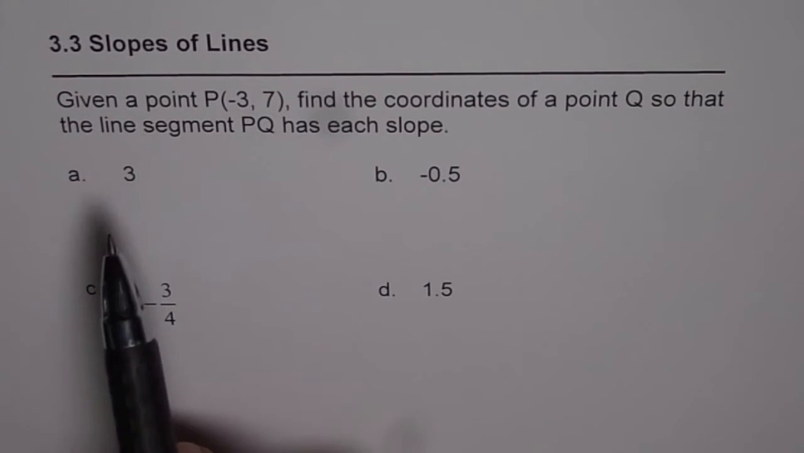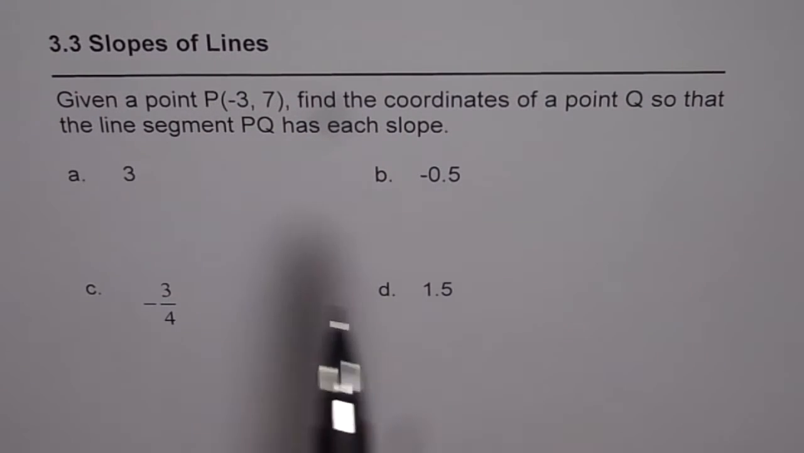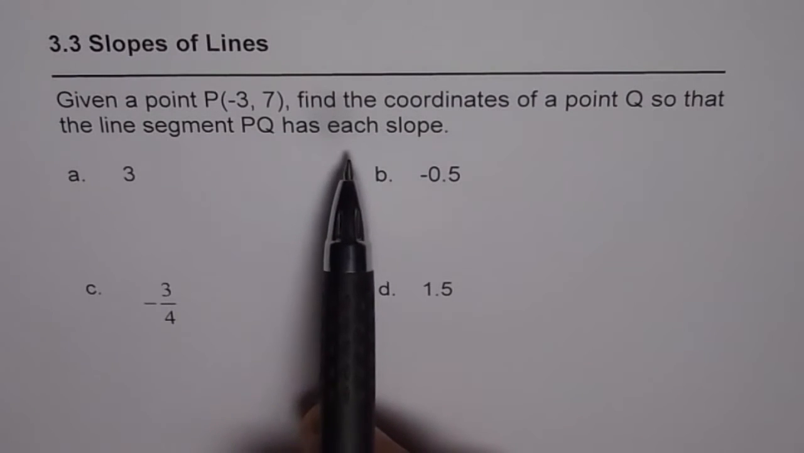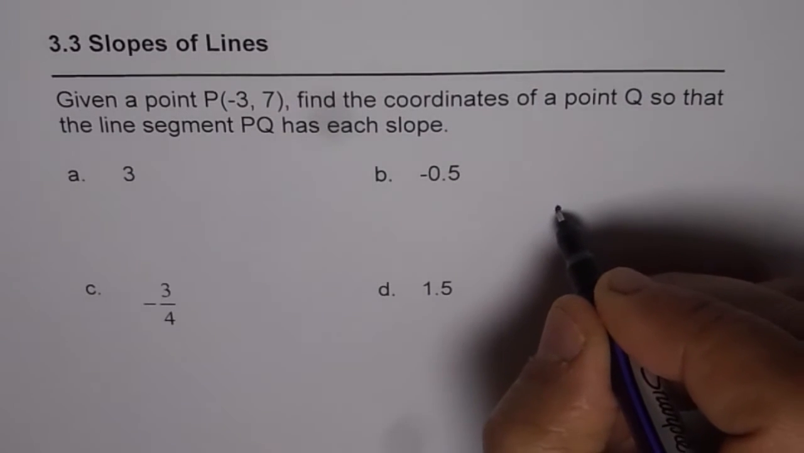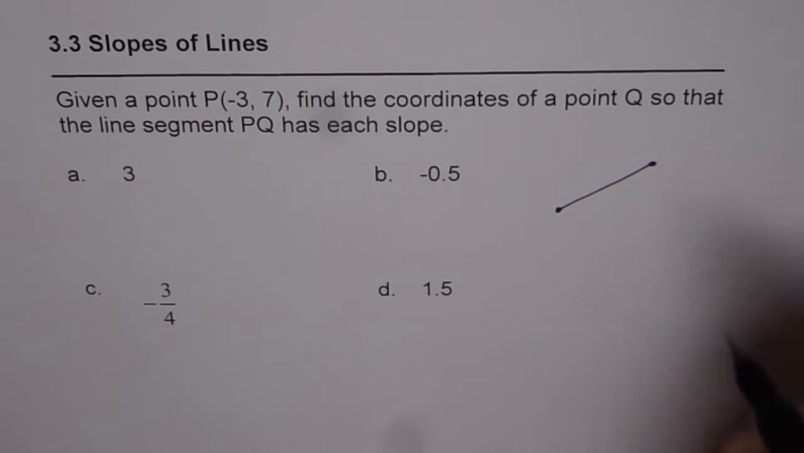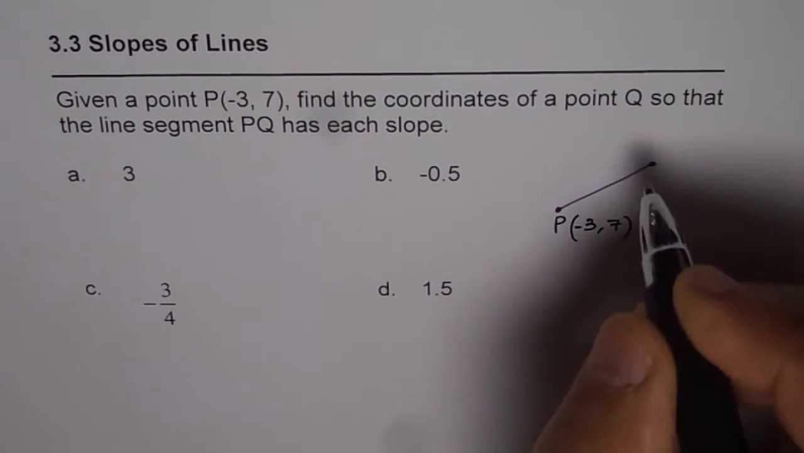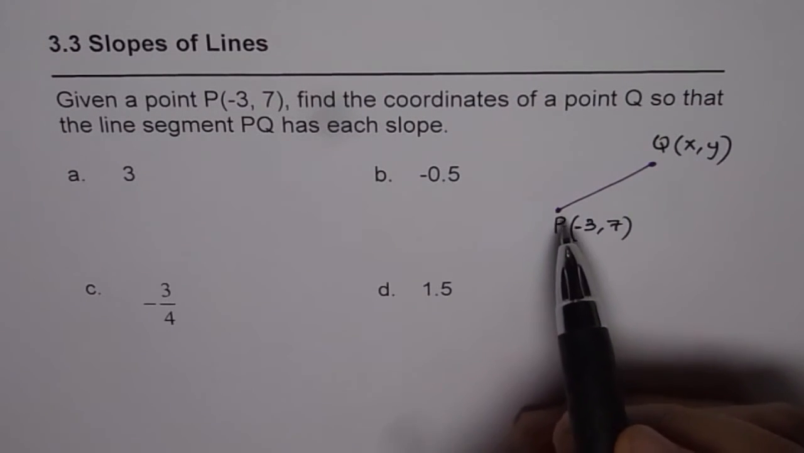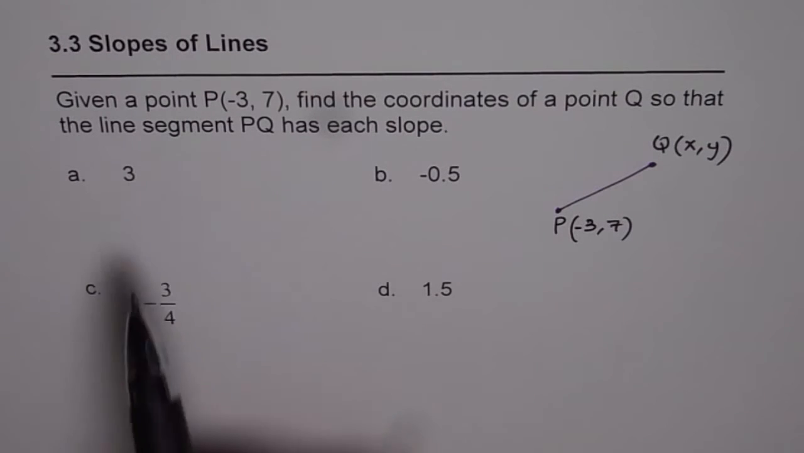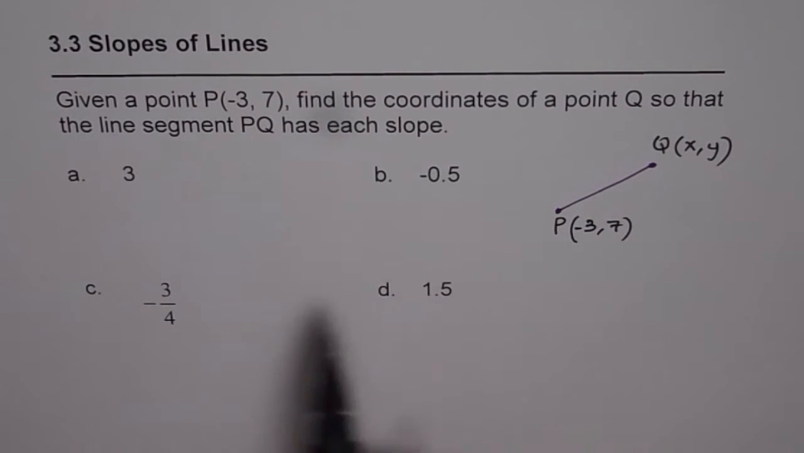The question here is, given a point P (-3, 7), find the coordinates of a point Q so that the line segment PQ has each slope. So we have four parts. What we are given here is a point P, and we need to find the coordinates of point Q. Point P is (-3, 7). Let us assume the coordinates of Q are x and y, so that the slope of segment PQ is 3. That is the first part, or it is -0.5, -3/4, or 1.5. In each case, we have to find the coordinates of point Q. That is the exercise for you.